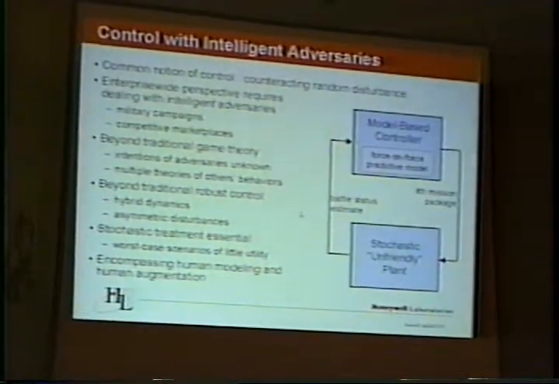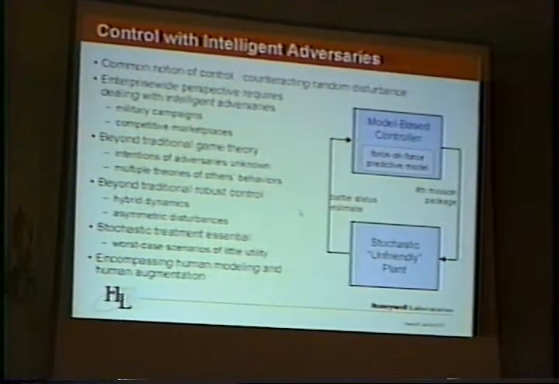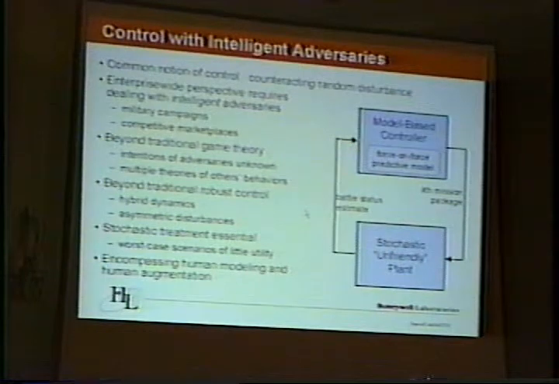Next, let me turn to control with intelligent adversaries. We are, of course, often talking about control as being concerned with disturbance rejection. But what we usually mean by disturbance is really rather limiting. We think of disturbances as random things that are, safe to say, neutral in some sense. When you talk about optimizing something like an enterprise, however, and controlling an enterprise, you have to realize that your adversaries can, in fact, be intelligent.